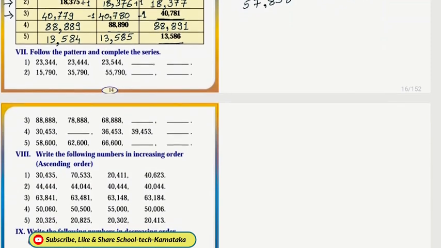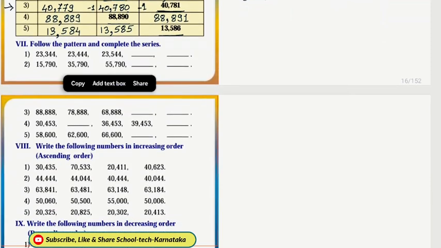Now follow the pattern and complete the series. So these are skip numbers. This is a skip number. So how do we find our next skip number? We first compare this number and this number. We need to find the difference between these two numbers. So how do we find the difference?